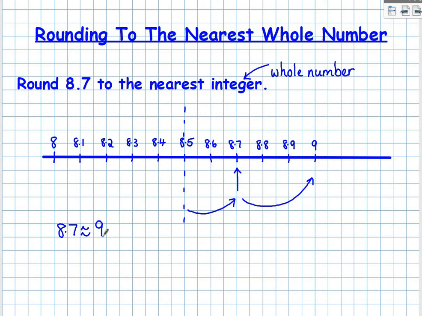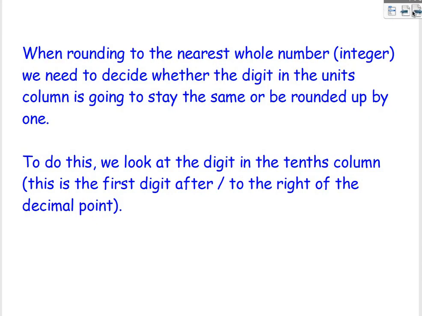Sometimes, however, we might decide that we don't want to draw out a number line. It might be a little bit too time consuming. So there's other ways that we can round correctly to the nearest whole number or integer. When rounding to the nearest whole number, we need to decide whether the digit in the units column is going to stay the same or does it need to be rounded up by 1. So is the units digit going to stay the same or is it going to go up by 1? And to do this, we can look at the digit in the tenths column. So that's the digit that comes directly after the decimal point.